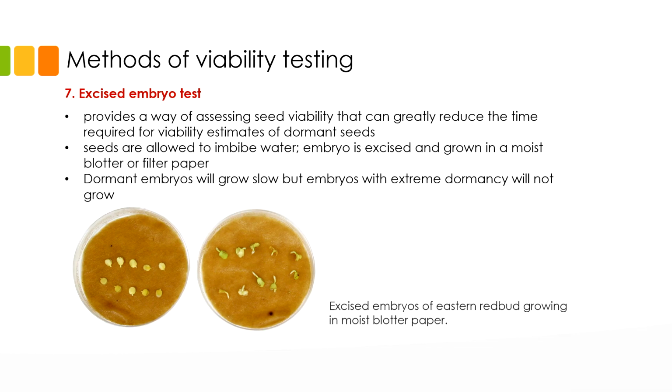Embryos with extreme dormancy will fail to grow altogether. Viable, non-dormant embryos will show normal growth, providing a quick indication of seed viability. This approach significantly reduces the time required to estimate viability compared to waiting for whole seeds to overcome dormancy and germinate. Pictured here are excised embryos of eastern redbud growing in moist blotter paper.